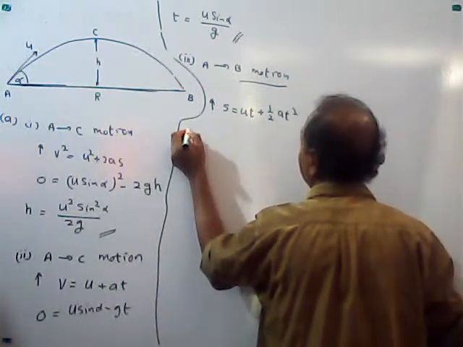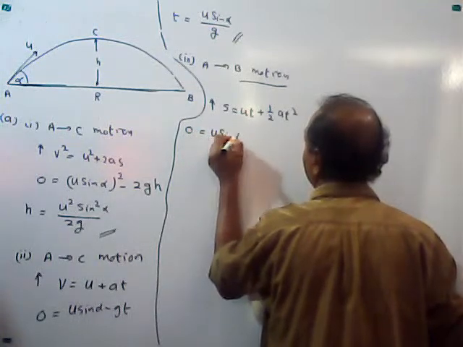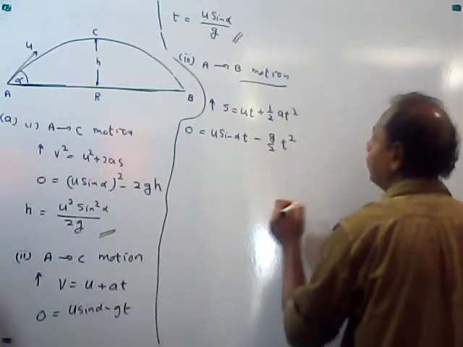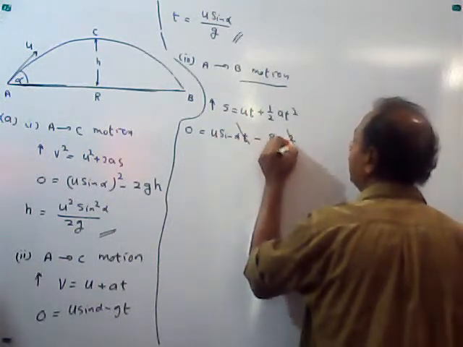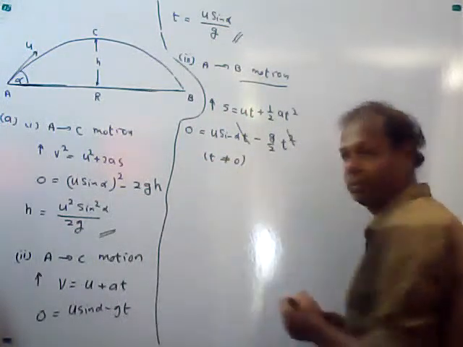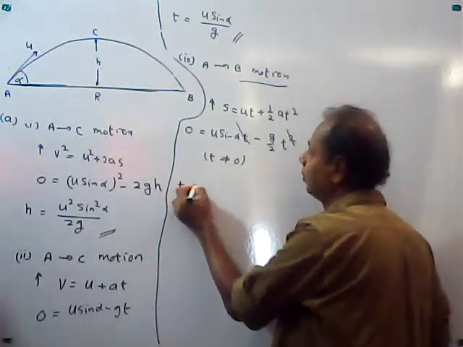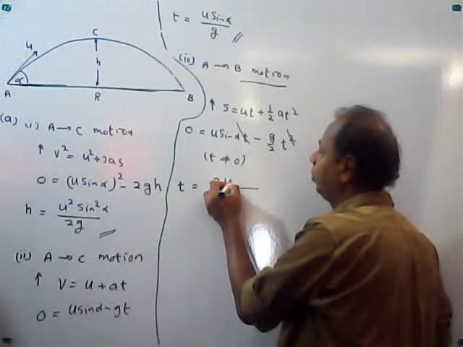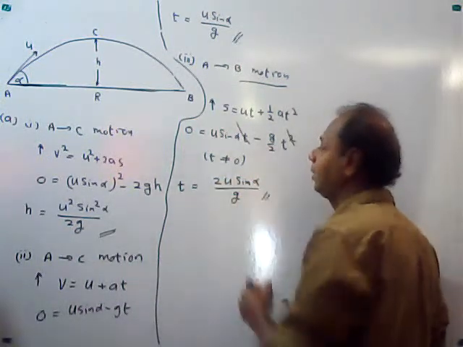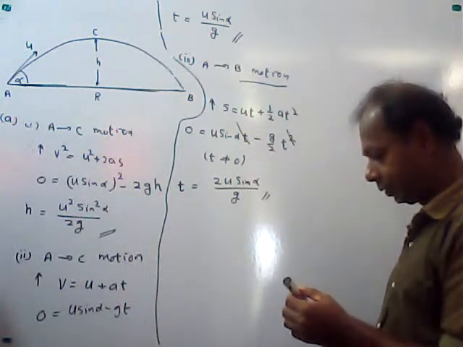So S is 0, u sin alpha t minus half g t squared. t will get cancelled, same t. Don't forget to write t is not equal to 0 when you divide like this. So that t equals 2u sin alpha over g. This is the flying time, right?